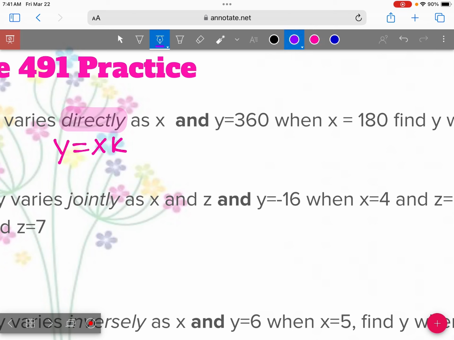And we know y equals 360 when x equals 180. So I know 360 is going to equal 180 times my k. What is k going to equal?